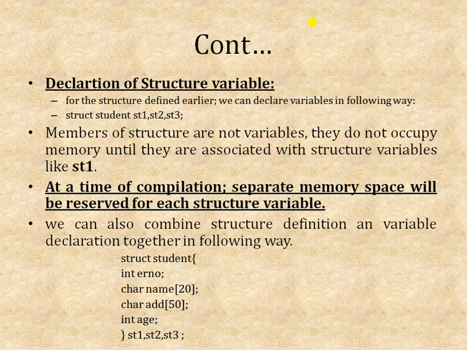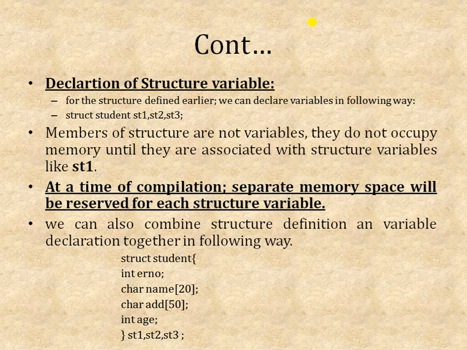Declaration of structure variable. For the structure defined earlier, we can declare variables in the following way. Either we can write in our main method the following statement: struct student st1, st2, st3, or else we can declare a structure variable at the end of structure definition.